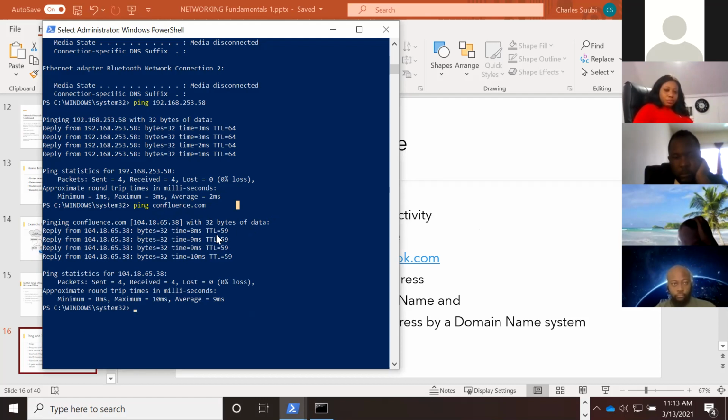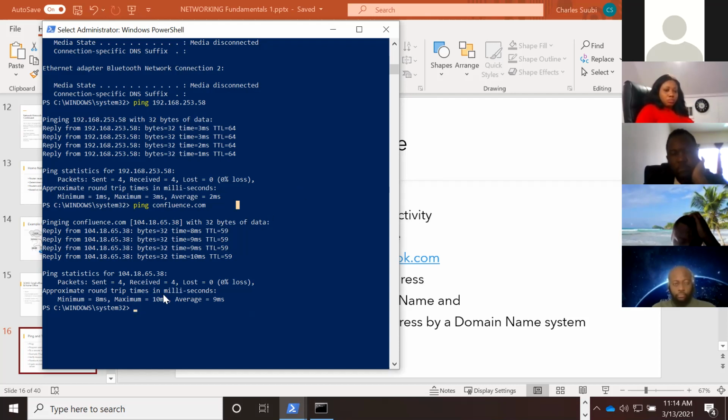But if someone comes to me and tells me, Charles, I am not able to access Confluence, what's the first step that I do? Or if someone, maybe Jonathan or Emeka or Ola, told you, Charles, I cannot access Confluence, how would you go about that? What's the first step you do? Would you run to the server room? No, you ping confluence.com to see if you can get any reply.